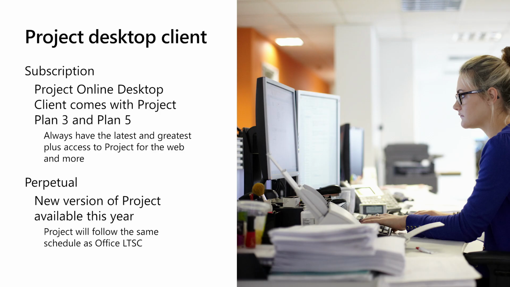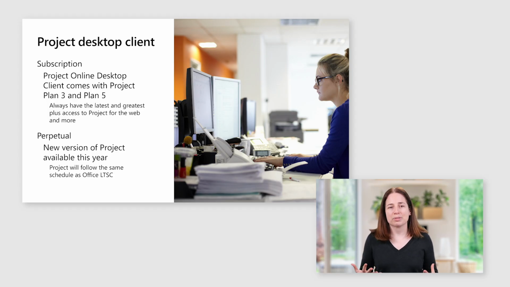For Project Desktop Client, you have two options. You can get the subscription, which gives you Project Online Desktop Client, and it comes with Project Plan 3 and Project Plan 5. And this is a subscription, so you always have the latest and the greatest version of Project, plus access to things like Project for the Web and more. Alternatively, you can buy it through Perpetual, which is a one-time purchase, and that will have a new version of Project available later this year.